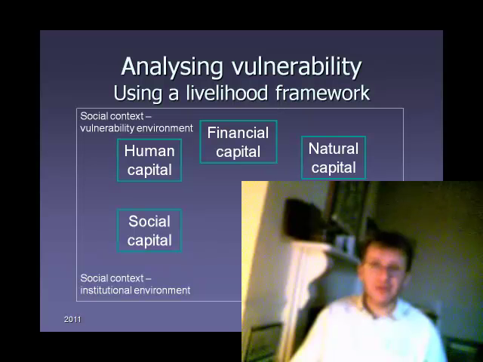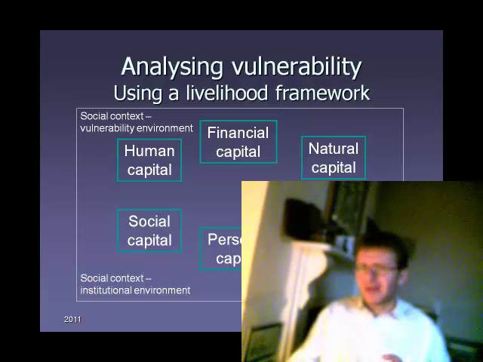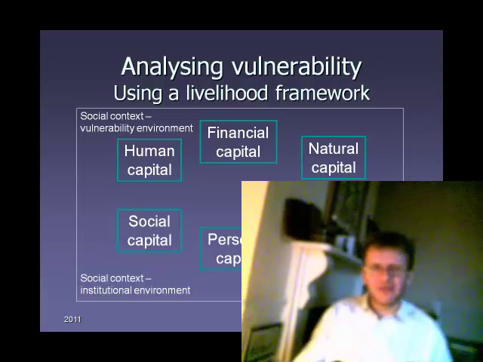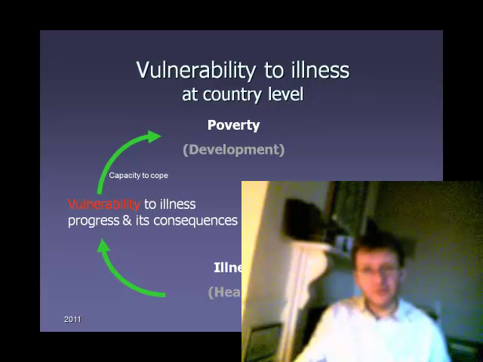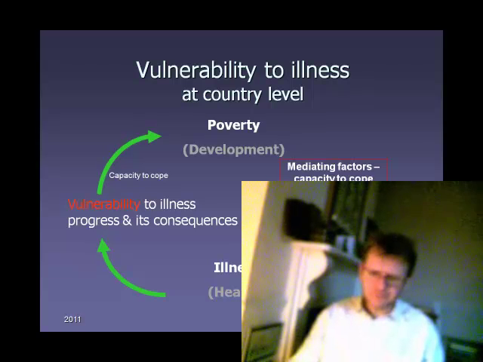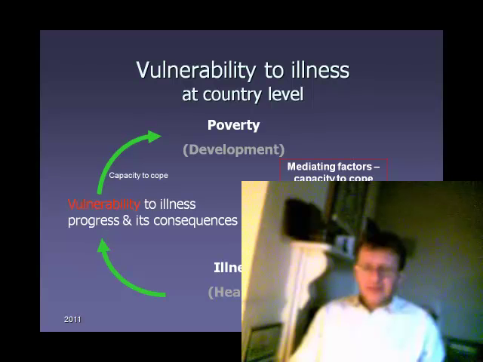Parts of the roof they could sell, bicycles, sewing machines, and finally personal capital, one's own motivation and drive and planning abilities to know what to do next and to make decisions. And these are all ways we can look at household resources and how they influence vulnerability or ability to cope with illness. And if they have these, then they can cope well, and therefore the impact on poverty will be less. So that's at household level.